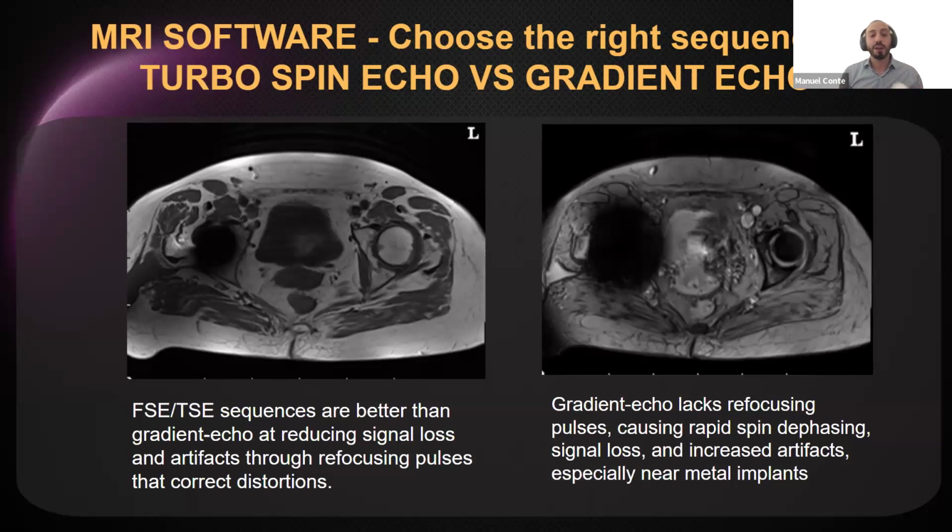Not every time, though. For example, in cardiac scans, normally in the cine, we use the steady state free precession sequences, the true FISP. But in case of metal, we use gradient echo sequences called FLASH, fast low angle shot. They use a low flip angle that is less sensitive to metal artifacts. So in that case, we will use gradient echo.